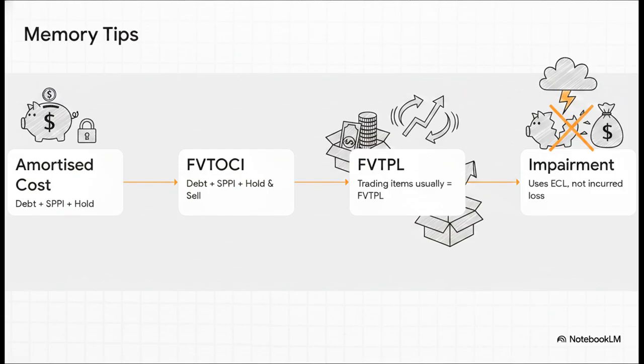Rule 1. If you have debt, it passes the SPPI test, and your business model is strictly to hold it, that equals amortized cost. Rule 2. Debt plus SPPI, but you intend to hold and sell, that equals FVTOCI. Rule 3. Any items you are actively trading will almost always drop straight into FVTPL. And Rule 4, the golden rule of modern impairment, impairment now uses expected credit loss, never the old incurred loss model. Seriously, memorize these and you've won half the battle.